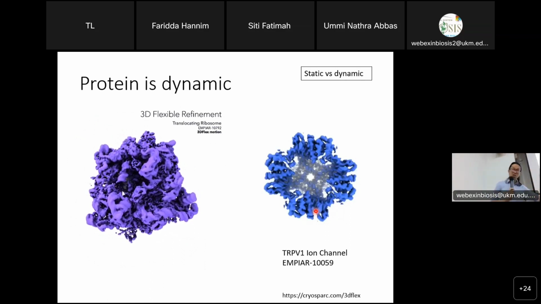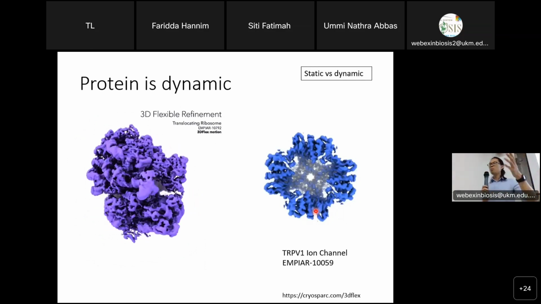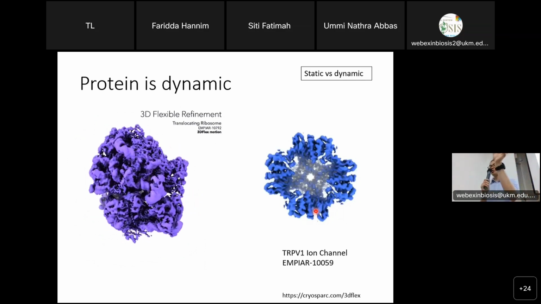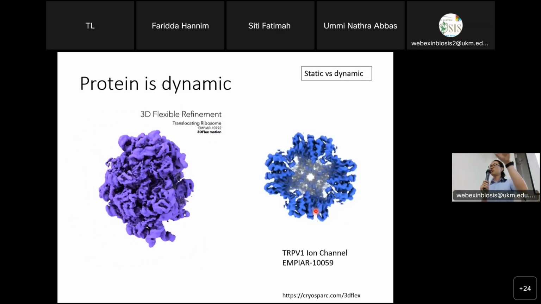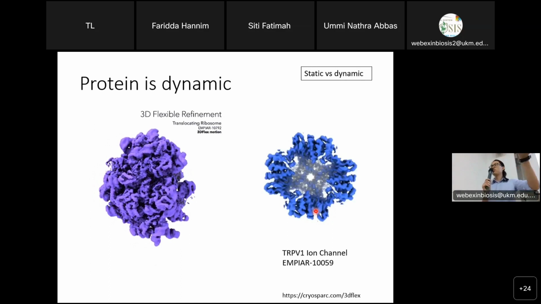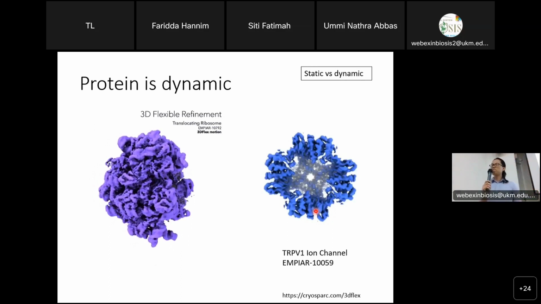Yeah. If you go beyond like 2 angstrom, you can even see the conformations of the side chains, not just the binding. You can also know how the side chain of your peptide binds to the protein of interest. Yeah.